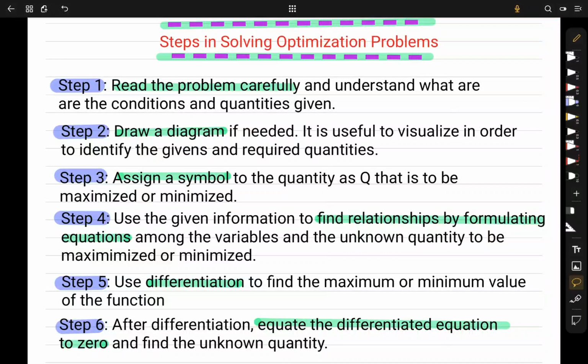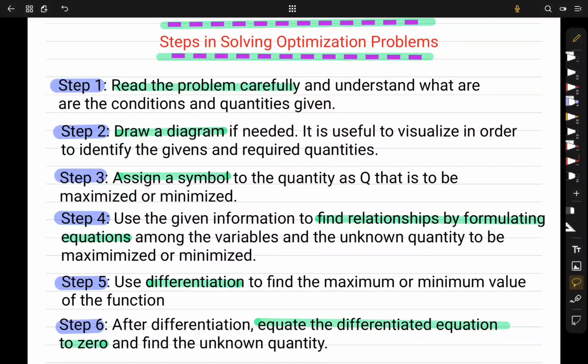So, for step 3, assign a symbol to the quantity as Q that is to be maximized or minimized. So, usual thing na ginagamit natin is yung ating Q pertaining to a quantity. So, yun. Pag-assign tayo ng mga symbol. Siyempre, meron tayong other symbols na gagamitin sa mga other representations natin. So, for step 4, use the given information to find relationships by formulating equations among the variables and the unknown quantity to be maximized or minimized.